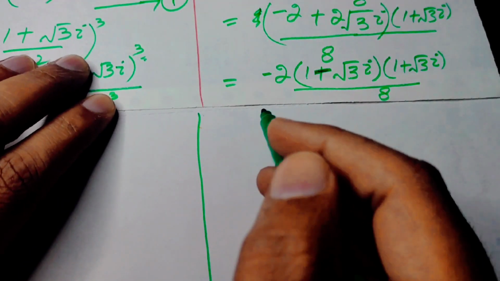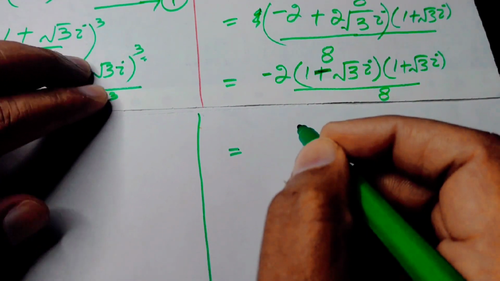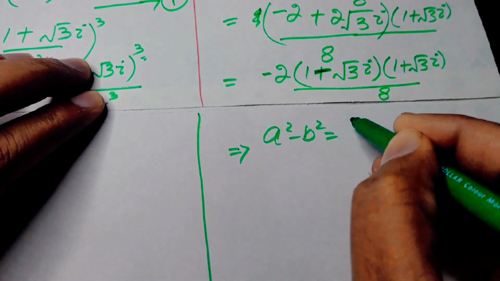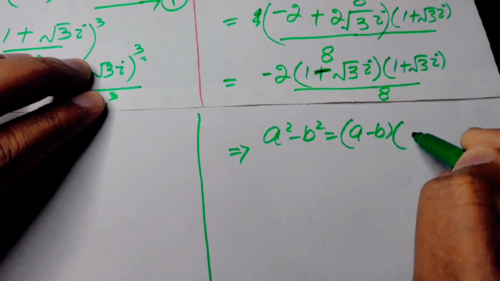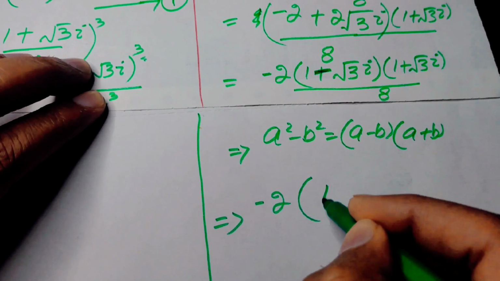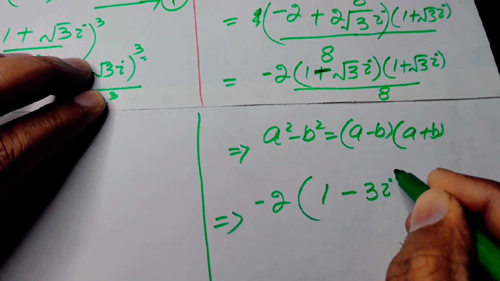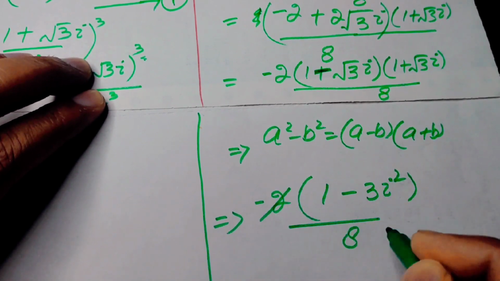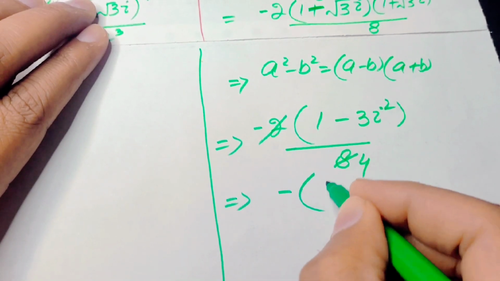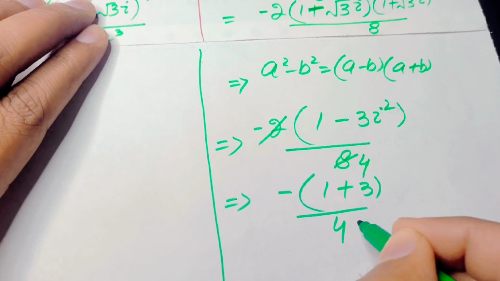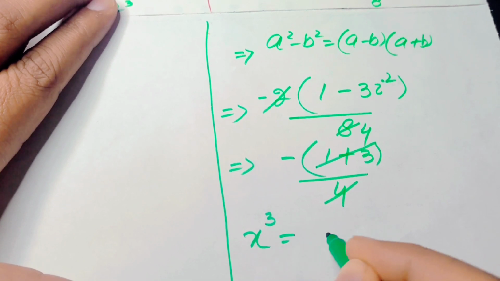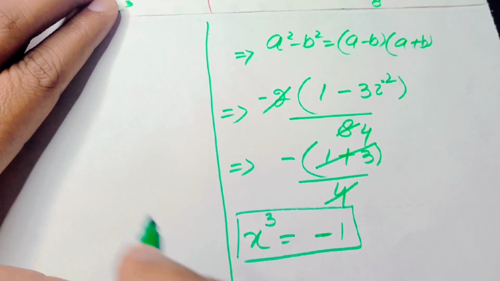And in the next step we will apply again the famous identity, which we know: a square minus b square is equal to (a minus b) times (a plus b). We apply this formula here, and we will obtain minus 2 times (1 minus 3 i square) over 8. This 2 is cancelled out by this one, and we will get 4. This implies minus times (1 plus 3) over 4, and 1 plus 3 is 4, and this is cancelled out by this one, and we will find the value of x cube is equal to minus 1. Okay.